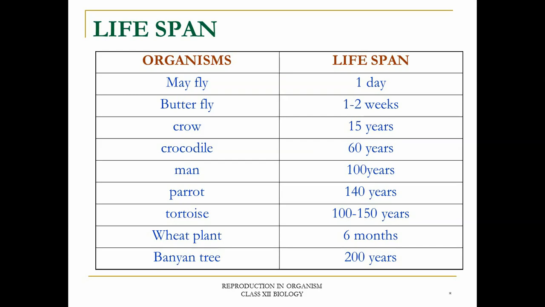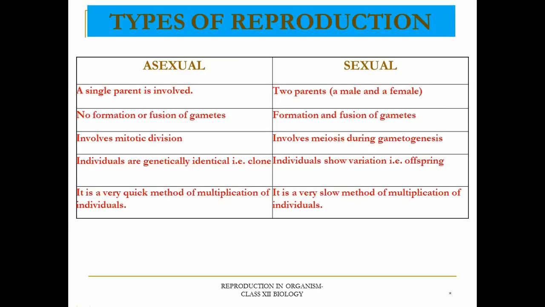Now here, organism is nothing but a species. Man has 80 to 100 years approximate lifespan. It's a species. So different species have different lifespans. Now we'll go to the different types of reproduction. There are two types, asexual and sexual. If you see the difference between these two, a clear difference is there.